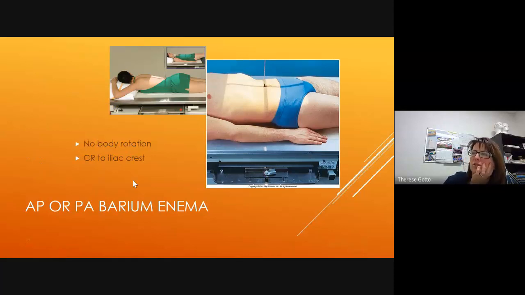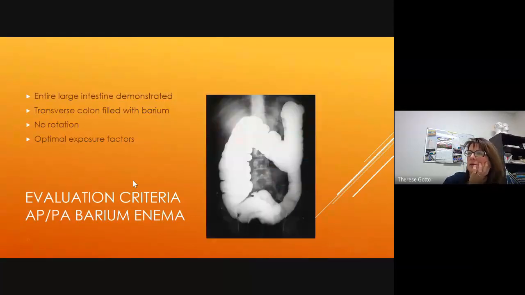Okay, make sure your patient is not rotated. Okay, this should demonstrate the entire large intestine. However, everybody's different. So you might be doing 2 crosswise if they're wide. You might need to do 2, 1 up higher to get the splenic flexures. All depends on your patient.